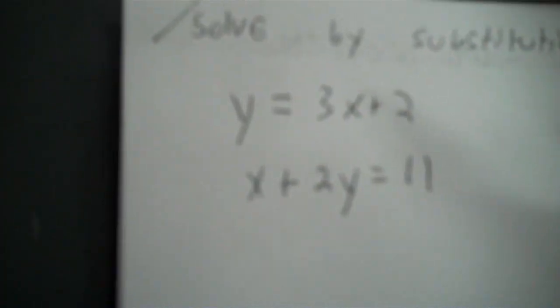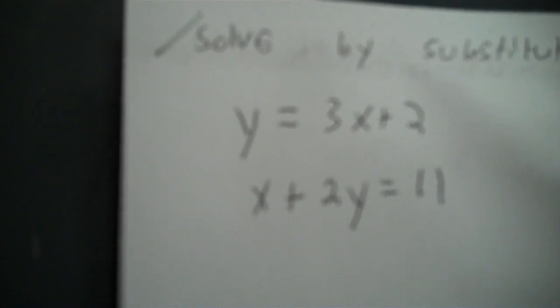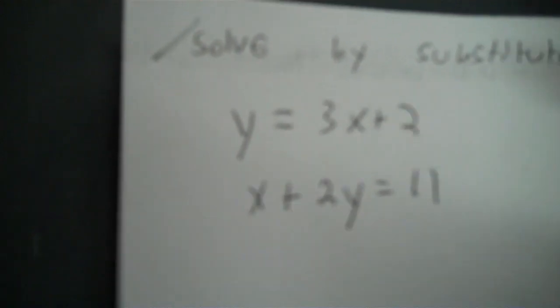Okay, solve by substitution, the system. So we're finding where the two equations would cross without seeing a graph. I'm done when I know the x and the y value. So I have y equals 3x plus 2, and then I have x plus 2y equals 11.